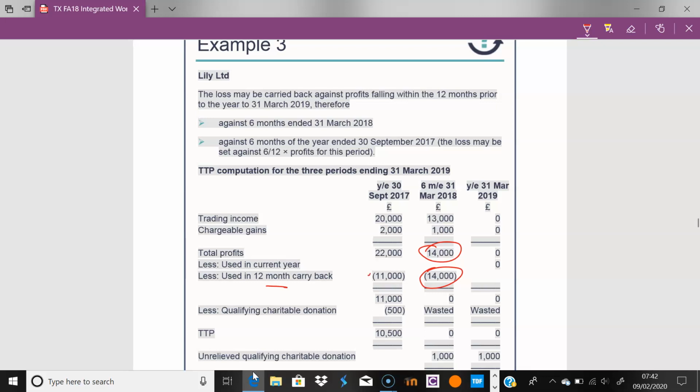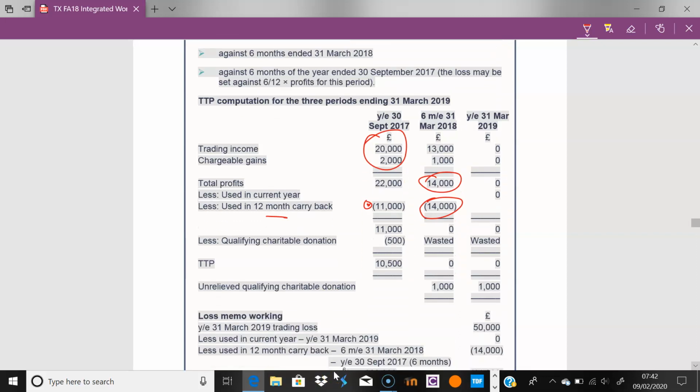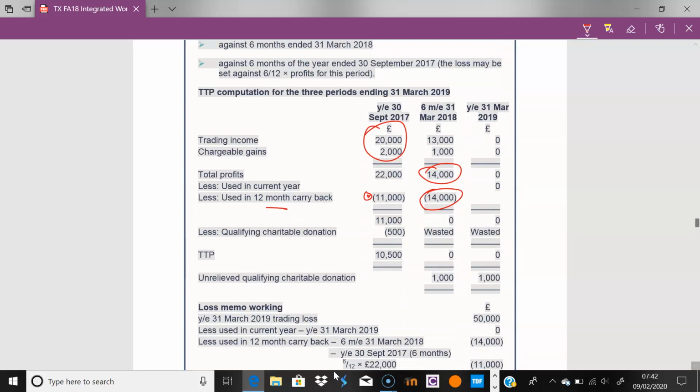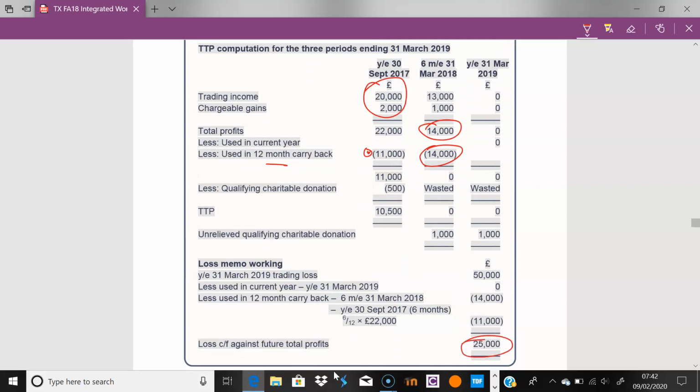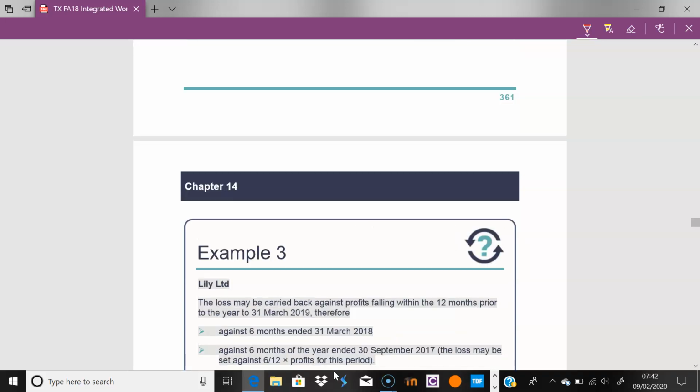That's the 11, as a result of apportioning those profits, 6 months of it. And then you have that. And these are unrelieved. However you create an appendix to show that unrelief, the more time you spend making your work look neat, the better. But ultimately, you can now see that we have what we can carry forward. Cool, great. So let's move on to the very next one.